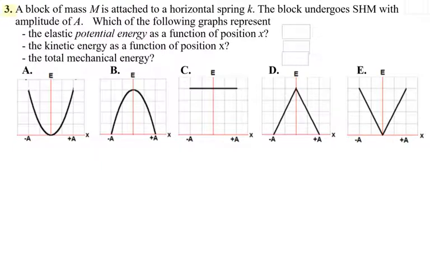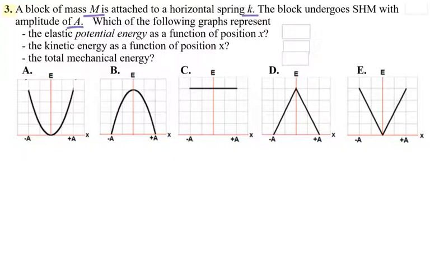Here's one more question. The block of mass m is attached to a horizontal spring with a constant k. So we have the constant k, we have the mass. The block undergoes simple harmonic motion, SHM, with the amplitude of A. Which of the following graphs represents the elastic potential energy as a function of position?